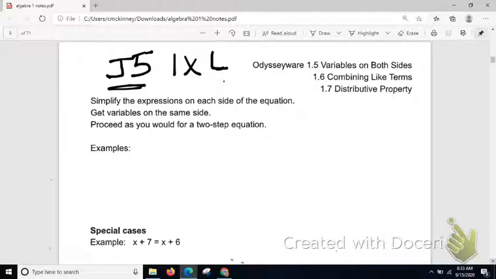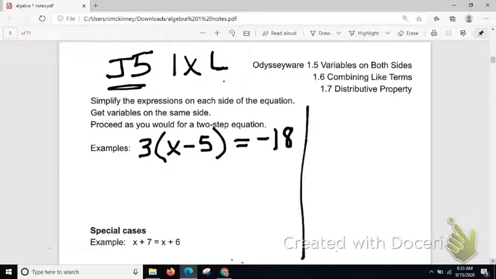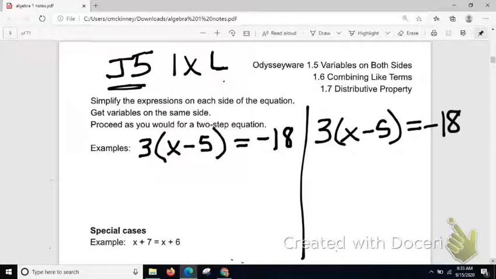So here's a problem I'm going to show you two ways to do. So I've got 3 times x minus 5 is equal to negative 18. I'm going to do the same problem over here, just showing you two different ways to do the problem. So I think for most of my students, our inclination is if we see parentheses, we're going to use distributive property because we know how to do distributive property. And that's fine. I can simplify this side by doing distributive property.